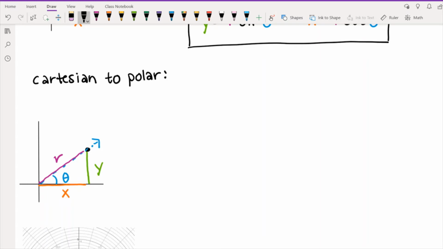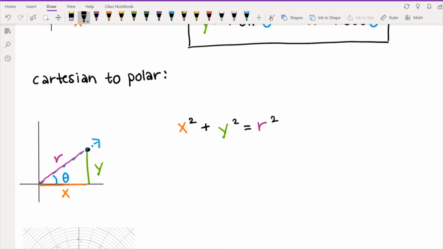So again, we're trying to go from Cartesian to polar. So let's say we know X and Y and we're trying to find R. So what's the relationship between X, Y, and R here? Well, X squared plus Y squared is going to be equal to R squared, right, by the Pythagorean theorem.